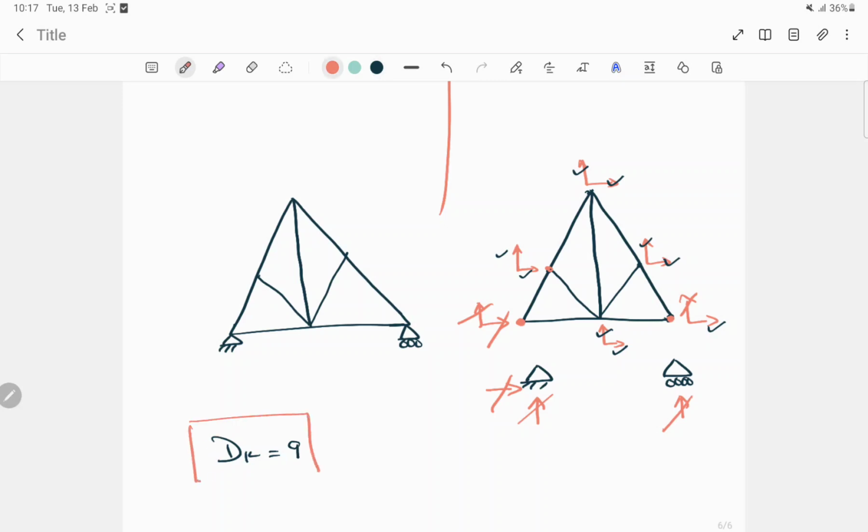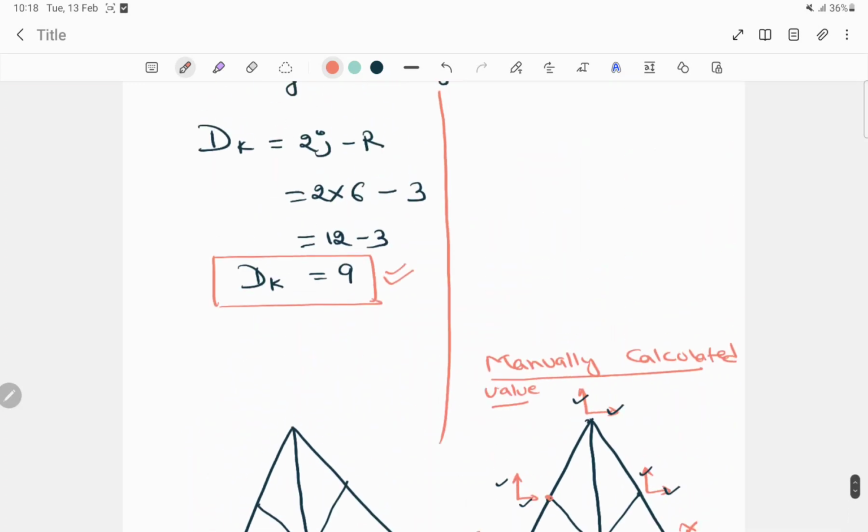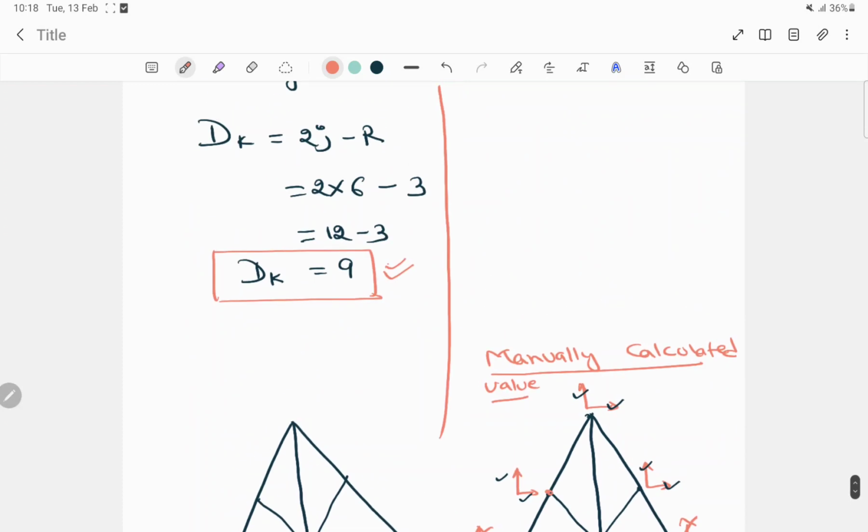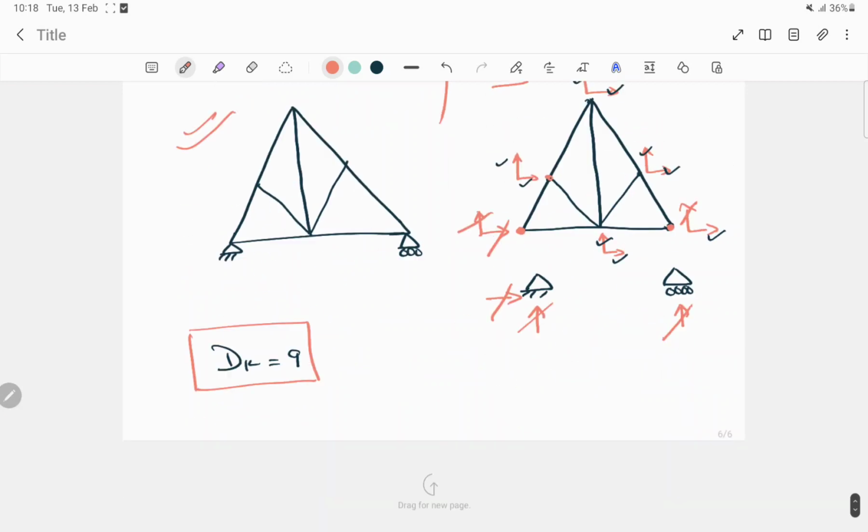This is the manually calculated value. By using the formula we got the answer 9, and by the manual method also we are getting the same answer. So the degree of kinematic indeterminacy for this type of truss is 9.